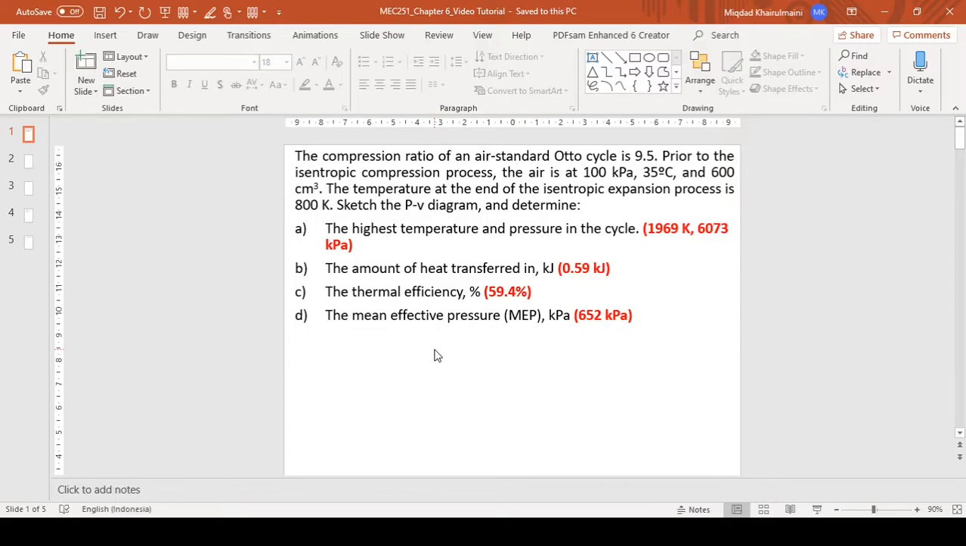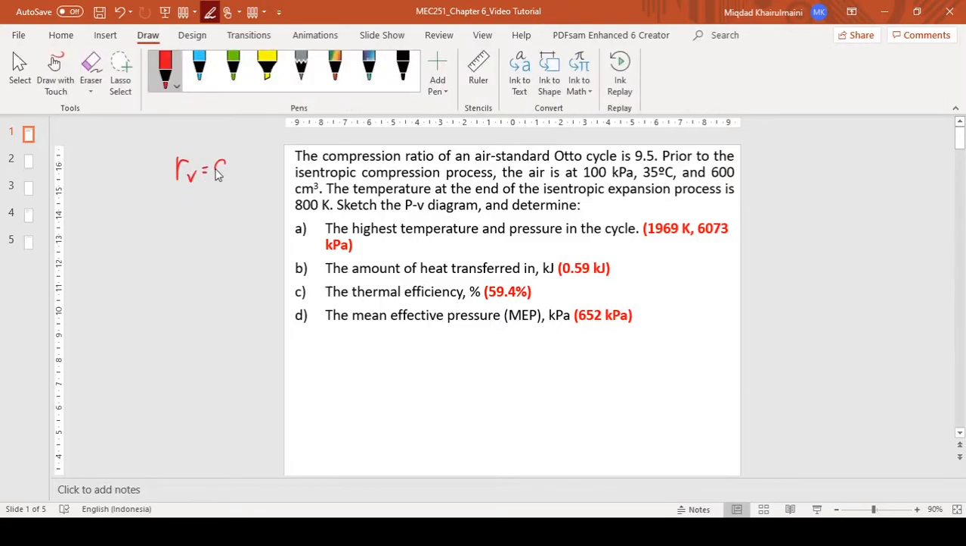The compression ratio is 9.5. So the compression ratio here is rv, where rv equals the maximum volume at state 1 divided by the minimum volume at state 2. So the compression ratio is 9.5.